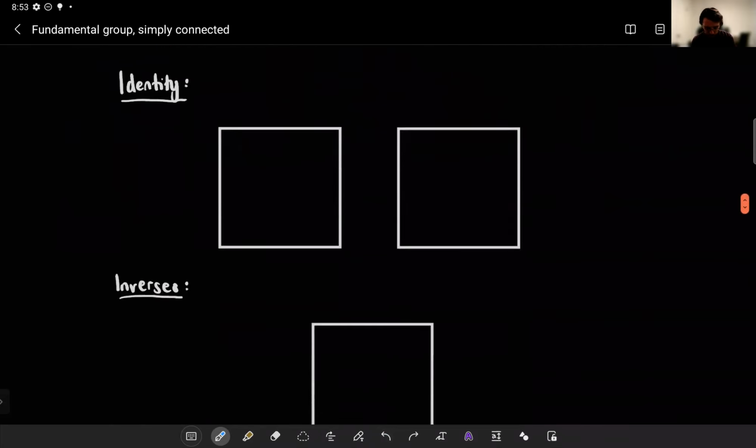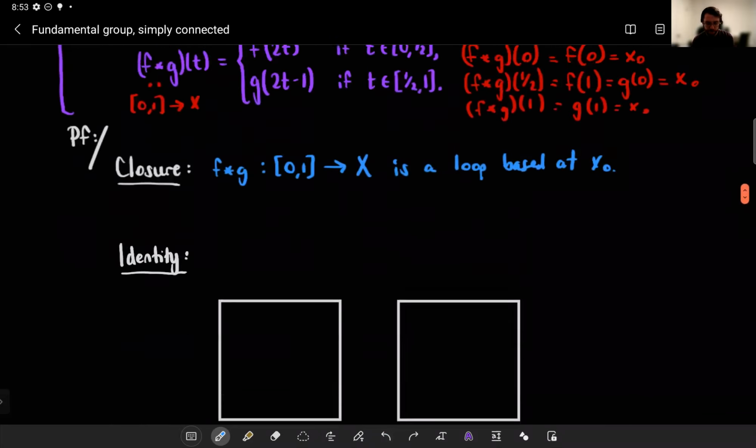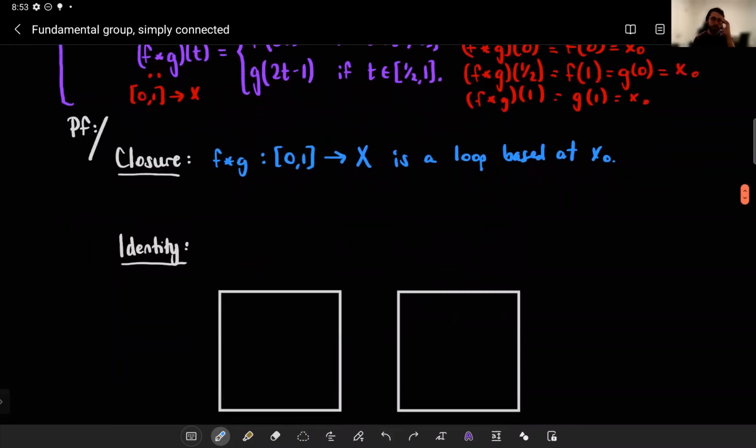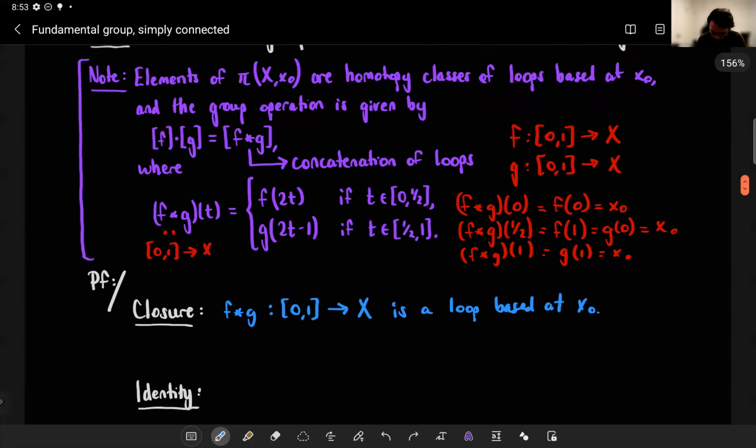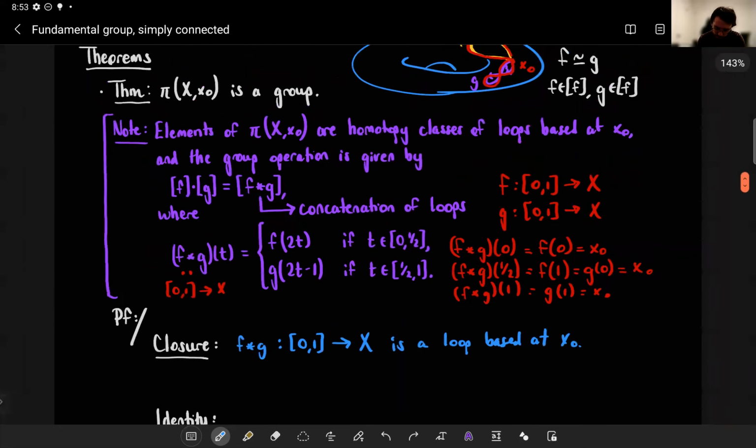But how do we prove the other things about a group? You need identity, inverses, associativity. And we could write a formal proof for this, but I'm going to do what topologists love to do, and I'm just going to prove it with a picture. This is actually a useful skill to learn. I have some squares drawn here. So let me write what I mean by the identity. What is the identity element of pi of X?